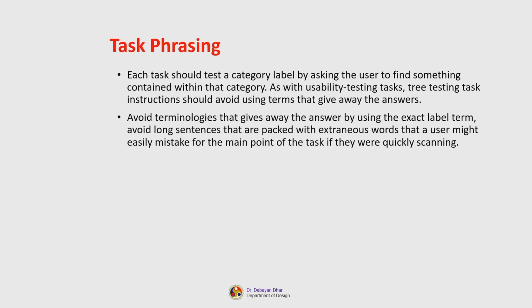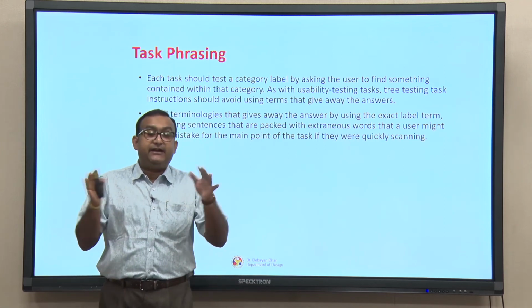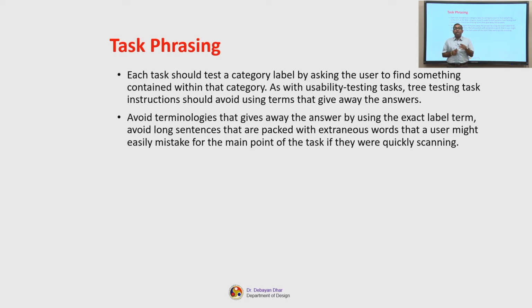While phrasing the task, you must ensure that each task tests a category label by asking the user to find something contained within that category. Now, as with the usability test, tree testing task instructions should avoid using terms that give away the answers. If you ask specific words and those terminologies are present in your structure, then there is no sense, because your user will directly figure out those issues. So, avoid terminologies that give away the answer by using the exact label term. Avoid long sentences that are packed with extraneous words that a user might easily mistake for the main point of the task if they were quickly scanning it.